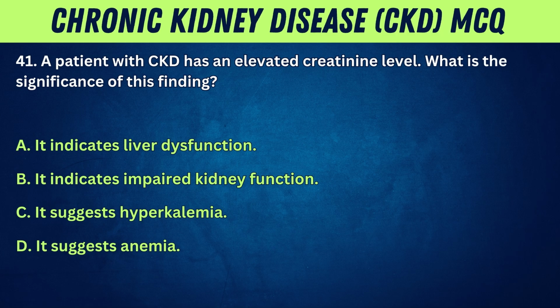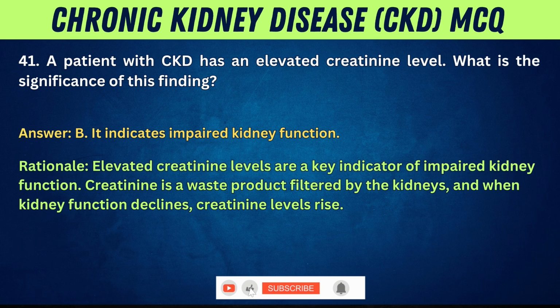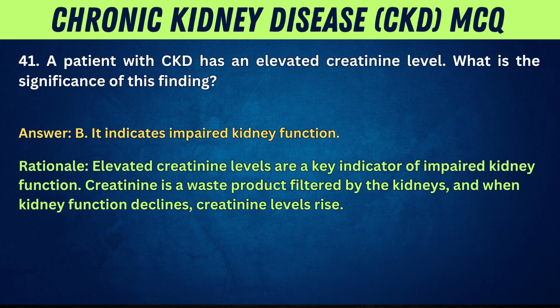41. A patient with CKD has an elevated creatinine level. What is the significance of this finding? A. It indicates liver dysfunction. B. It indicates impaired kidney function. C. It suggests hyperkalemia. D. It suggests anemia. Answer: B. It indicates impaired kidney function. Rationale: elevated creatinine levels are a key indicator of impaired kidney function. Creatinine is a waste product filtered by the kidneys, and when kidney function declines, creatinine levels rise.